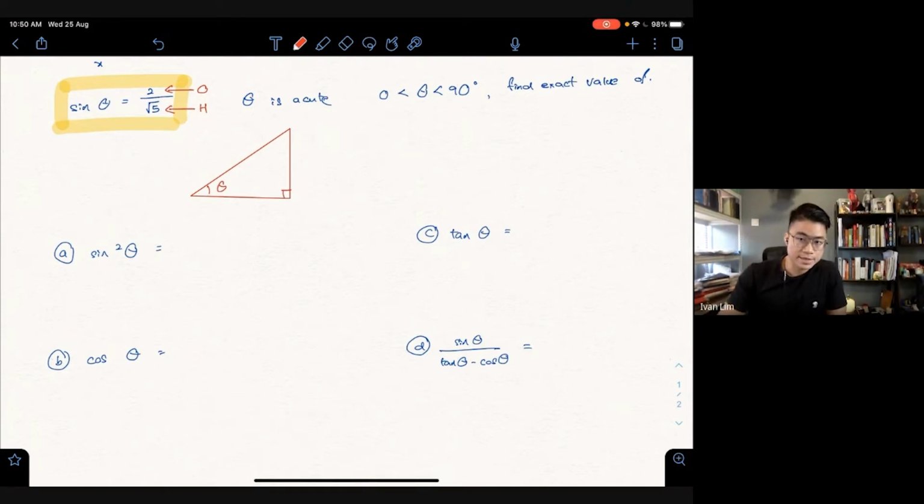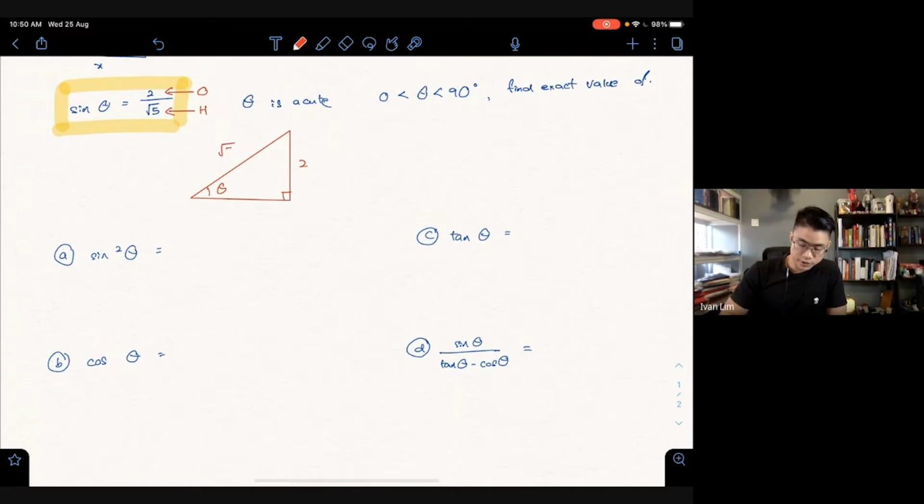Sine theta, so in relation to the theta, opposite is 2, hypotenuse is sqrt 5. So using Pythagoras theorem, can I find the adjacent side? Can, right? So the very first thing that you want to do is use your a square plus b square equals to c square, or you memorize it as a square equals to b square plus c square. Either way works.